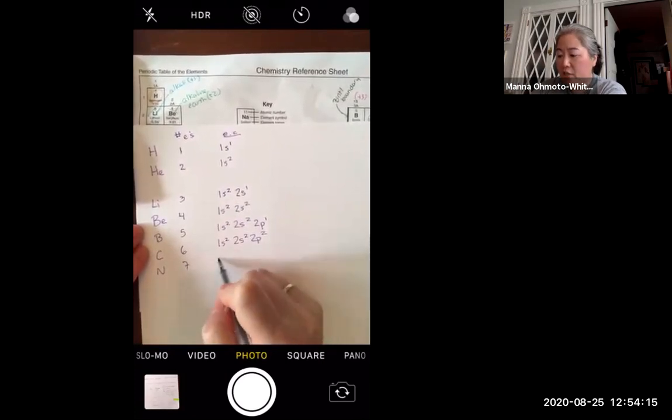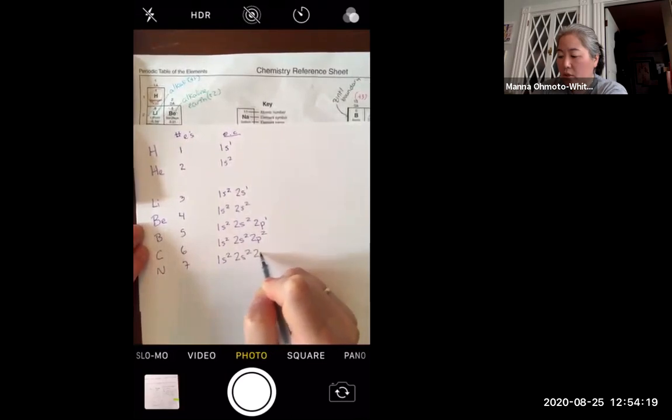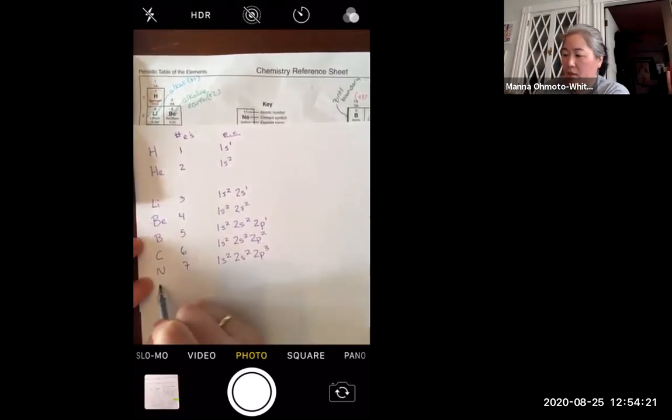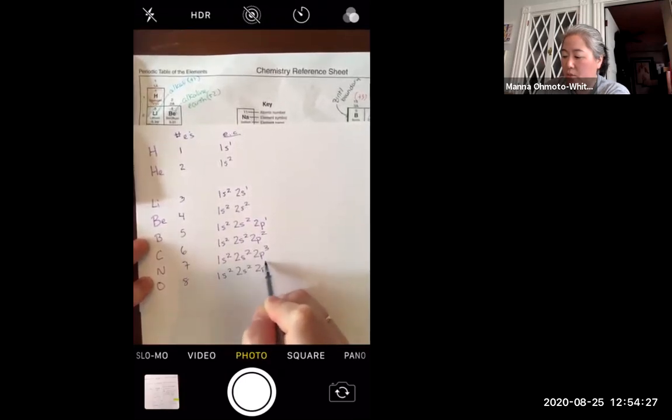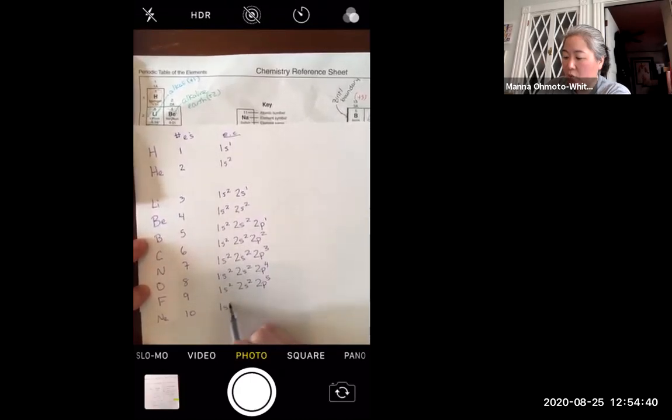Nitrogen has 7 electrons, 1s2, 2s2, 2p3. Oxygen has 8, 1s2, 2s2, 2p4. Fluorine has 9, 1s2, 2s2, 2p5. And neon has 10 electrons, 1s2, 2s2, 2p6.